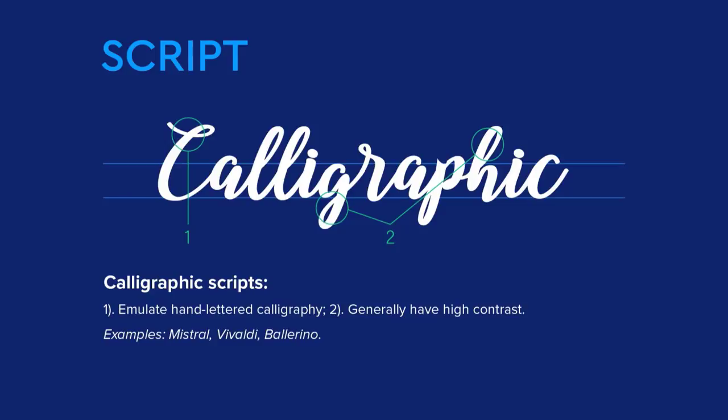In the script category, we also have calligraphic. In the places highlighted as number one, we find that it emulates hand-lettered calligraphy. The places highlighted as number two generally have high contrast. That is, the G and the H generally have high contrast. Examples of fonts that fall into this category are Mistral, Vivaldi, then Bellerino.